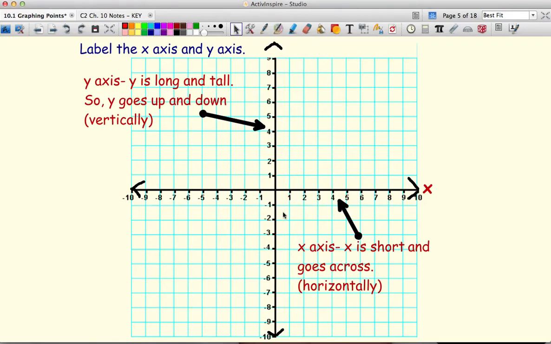The x-axis is short and it goes across. I wouldn't necessarily say that one is tall and one is short. They both go on in opposite directions forever. I guess you could say this is tall because it goes up and down, and this is short because it does not go up and down. However, you need to remember that the x-axis is the one that is horizontal and the y-axis is the one that is vertical.